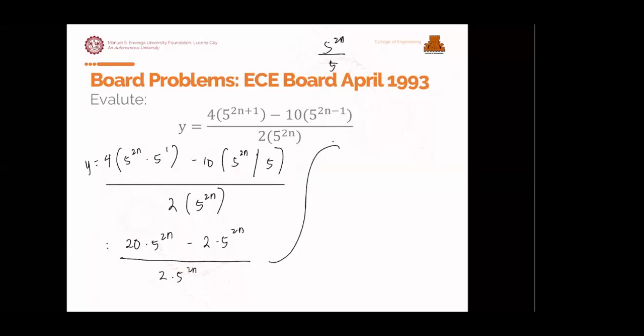Okay? Then, simplify natin. This will be 18 times 5 to n over 2 times 5 to n. So, we have a common term. We can cancel it out. So, 18 divided 2 is equals to 9. So, that is our answer for this problem. Okay?